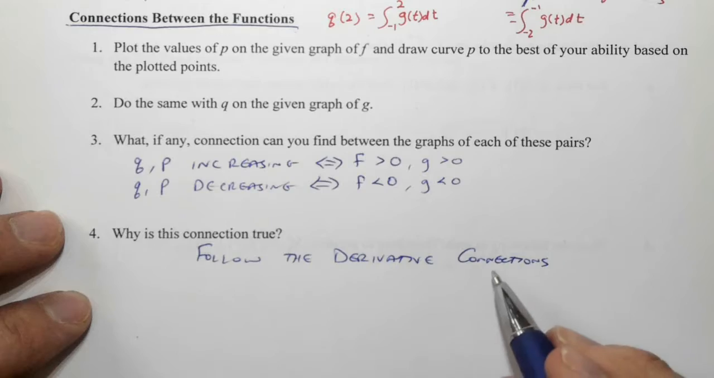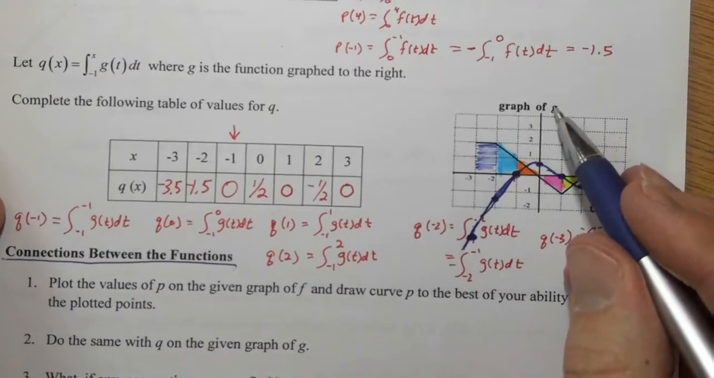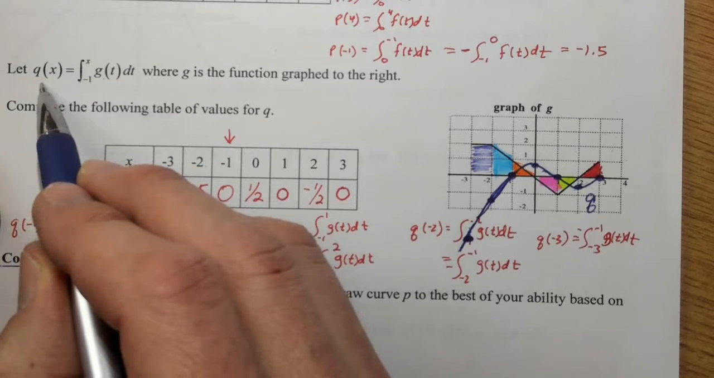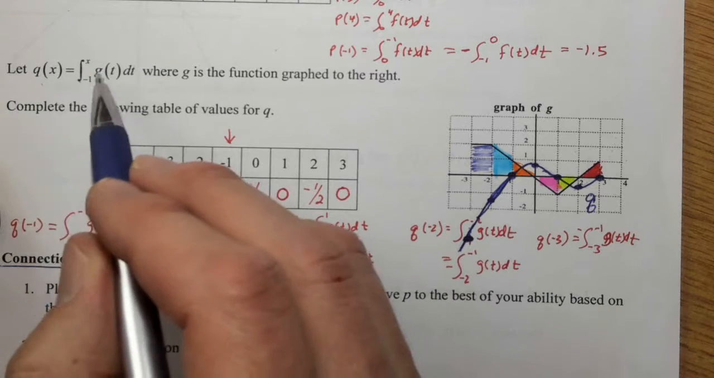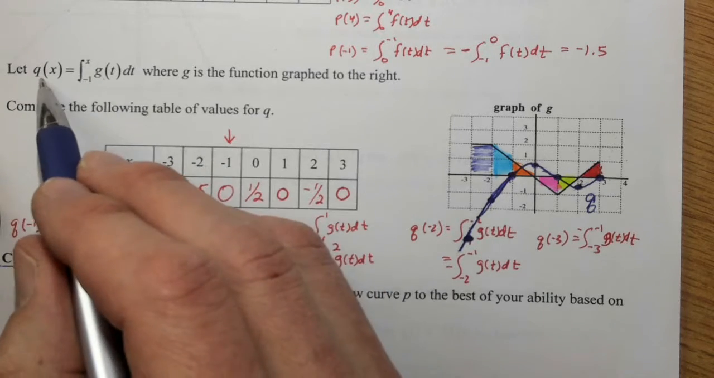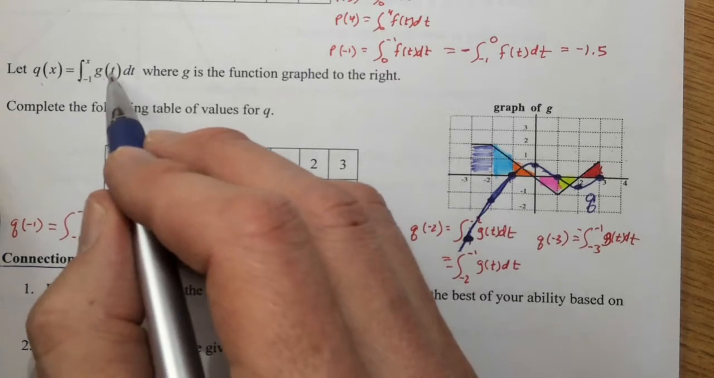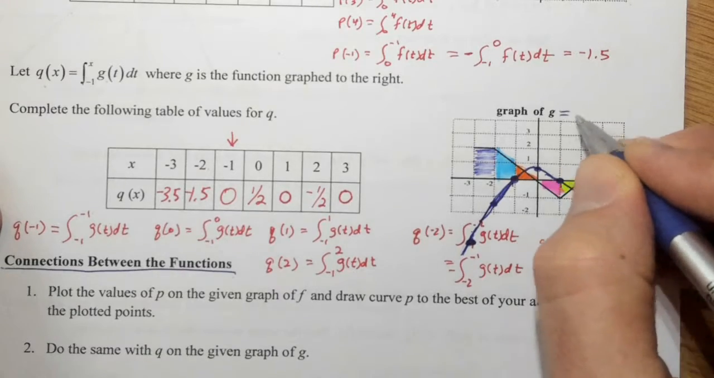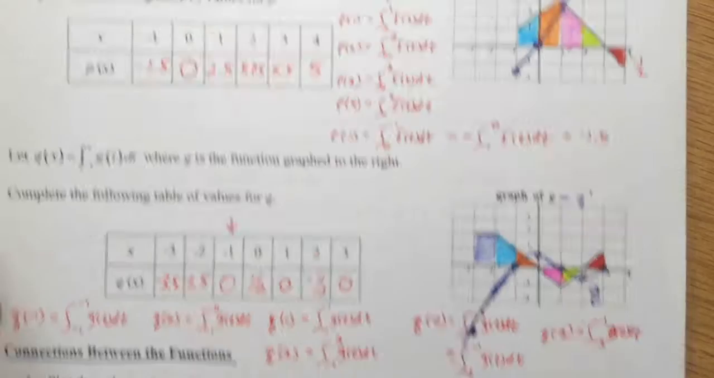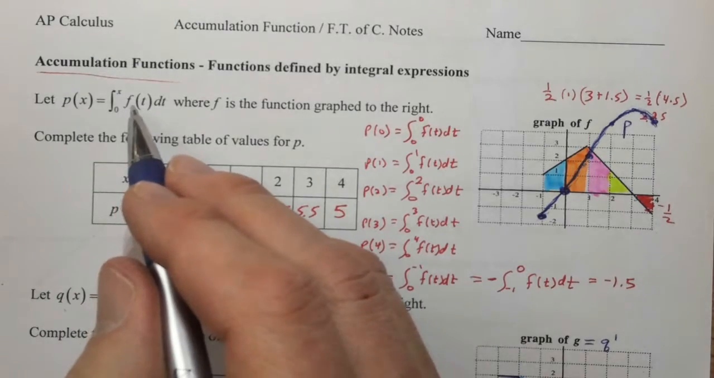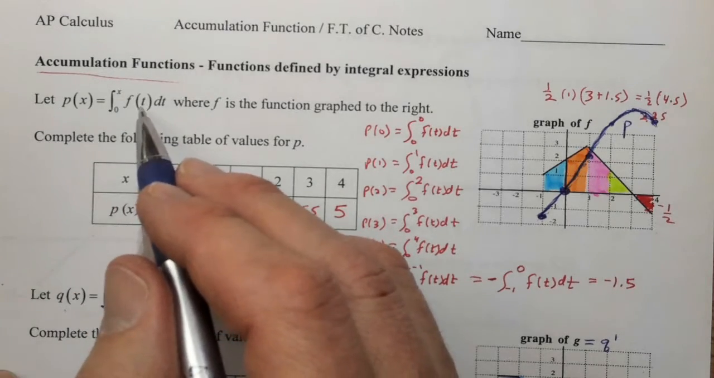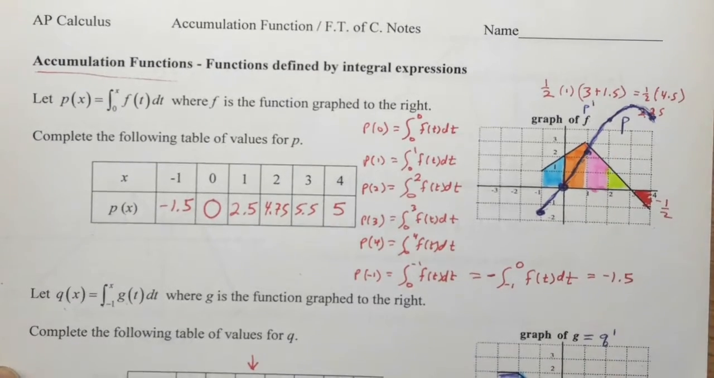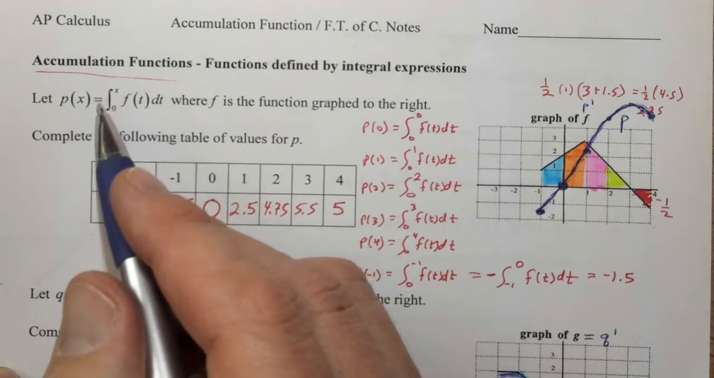Right? That's what's happening right here. This says the graph of g, but because we're taking the integral of g to get q, that means that g is actually the derivative of q. Because if you anti-derive the derivative, you're wiping the derivative out and you're left with the original function. So this says the graph of g, which is also the graph of q prime. Up here, p is the integral from 0 to x of f. Which means that this graph of f right here could be considered the graph of p prime. That's the cool thing about these accumulation functions.